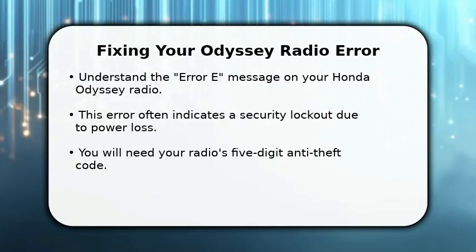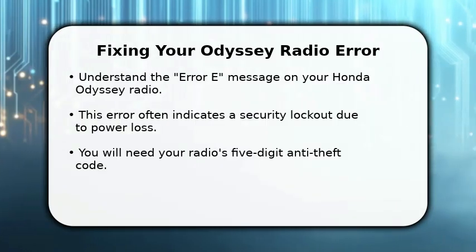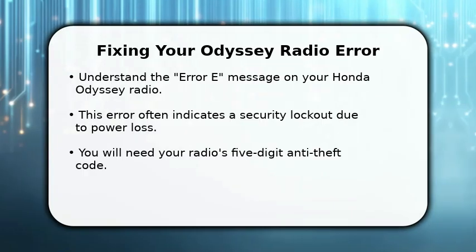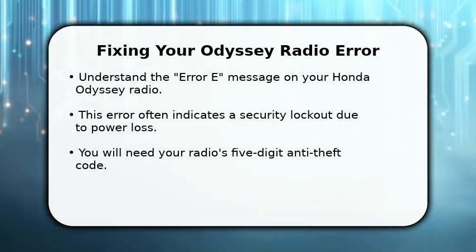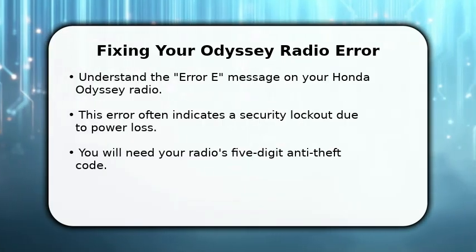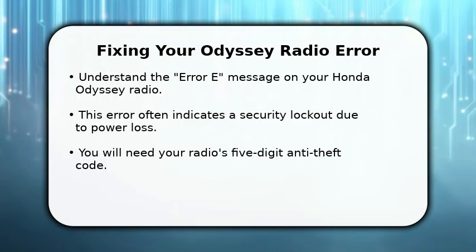In this video, I will explain how to fix code error E on your Honda Odyssey radio. This common issue usually means your radio's anti-theft system has activated, often after a battery change or power interruption. Don't worry, it's a straightforward fix.